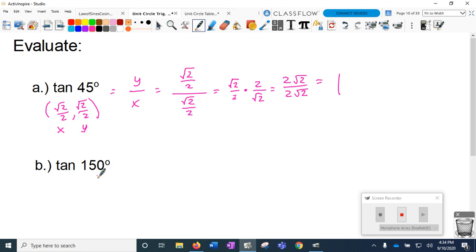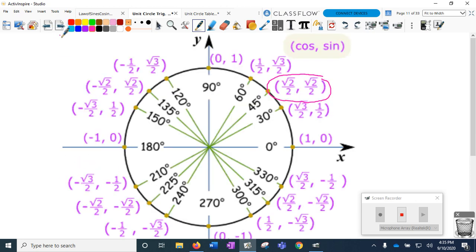Tangent of 150. Again, I still want to use the unit circle. I'm trying to do all this stuff without a calculator. That's the goal. We want to be able to do this without a calculator. Hopefully you get into taking calculus. The more familiar you get with some of these and writing these coordinates, the easier some of that's going to be, because you will deal with these trig functions in calculus quite a bit.